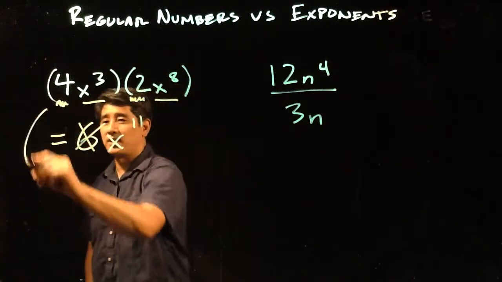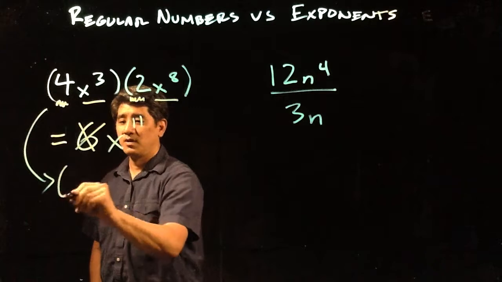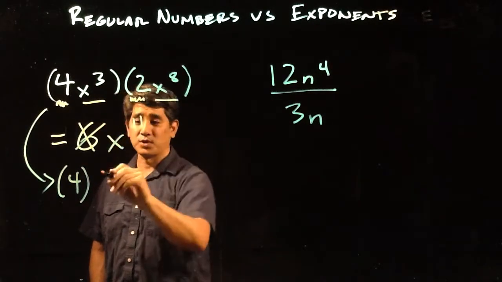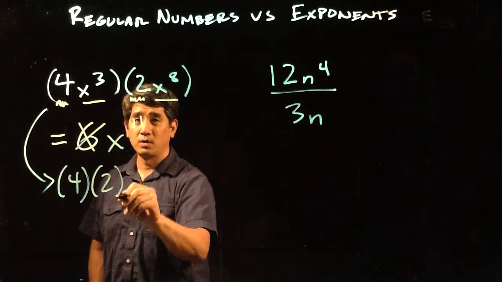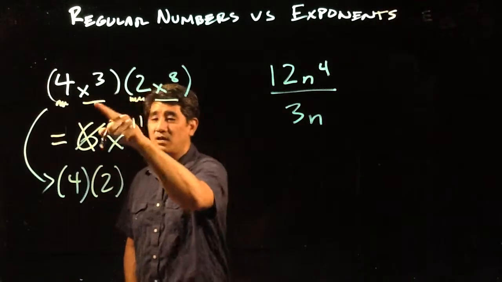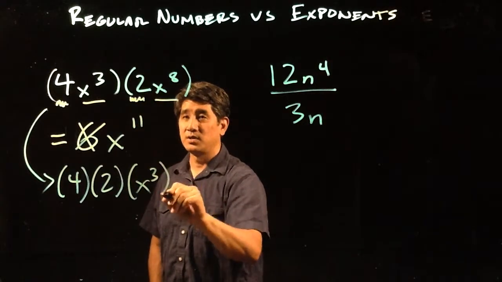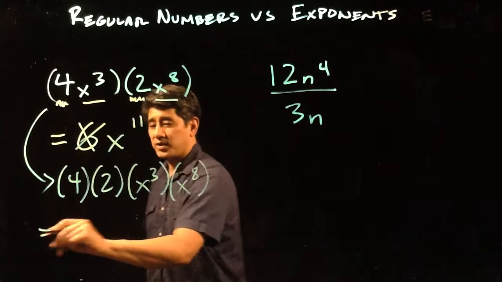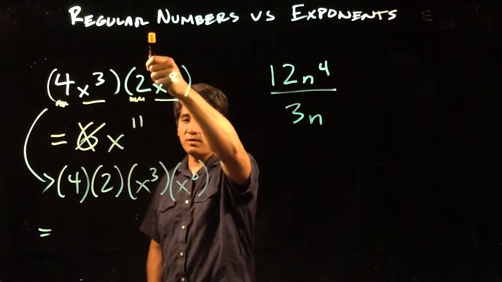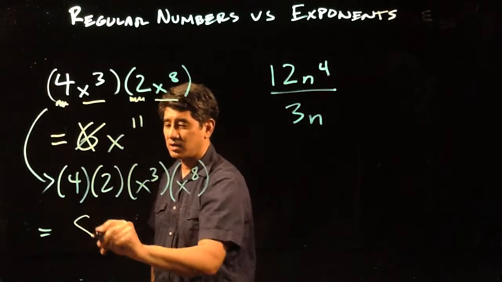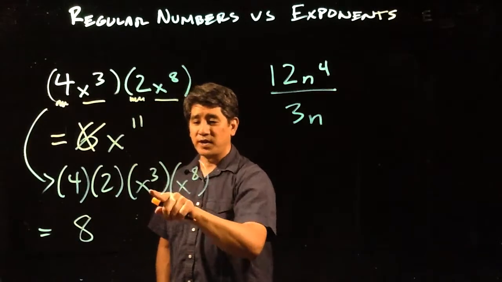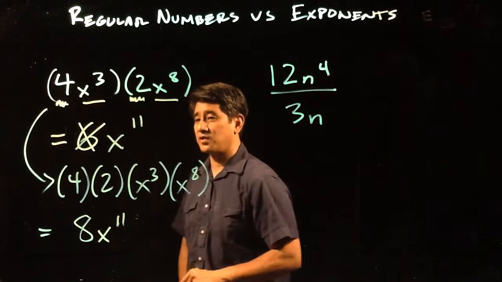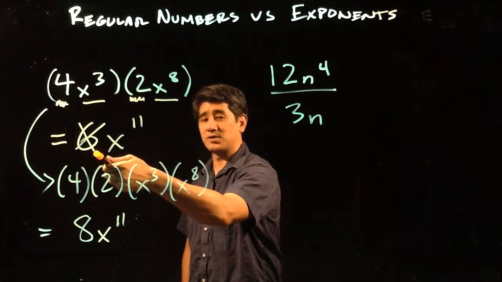Okay, the way they want to be thinking about this problem is more like this. 4 times, and then I'm going to do commutative property. I'm just going to go out of order. 4 times 2, this number and this number, and then x to the third times x to the eighth. So now what this looks like is 4 times 2 as regular numbers. 4 times 2 is 8. Exponents, though, x to the third times x to the eighth, we add the exponents, so it's 8x to the 11.